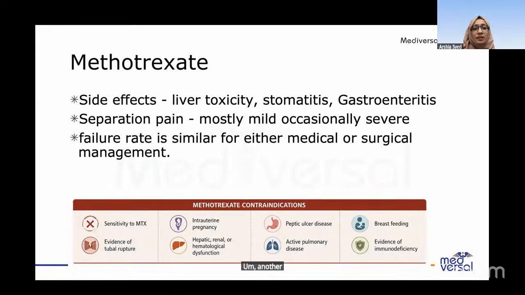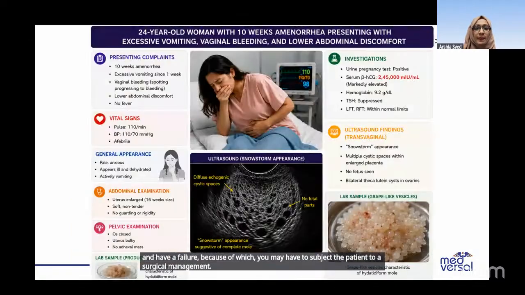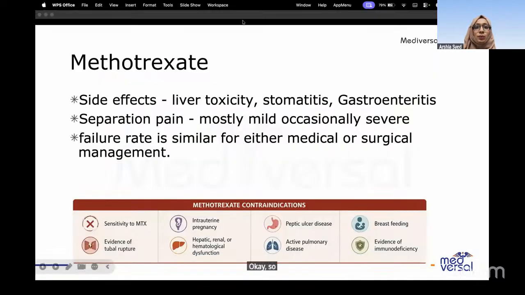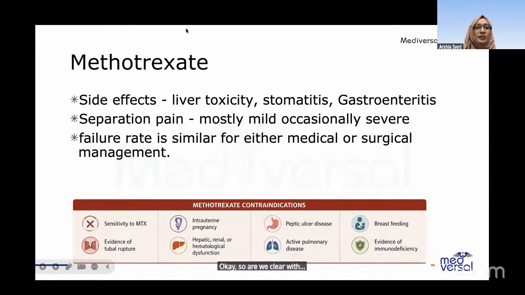Another thing is this sort of medical treatment can have a failure, because of which you may have to subject the patient to surgical management. So, are we clear with ectopic pregnancy? Is the topic ectopic pregnancy clear?